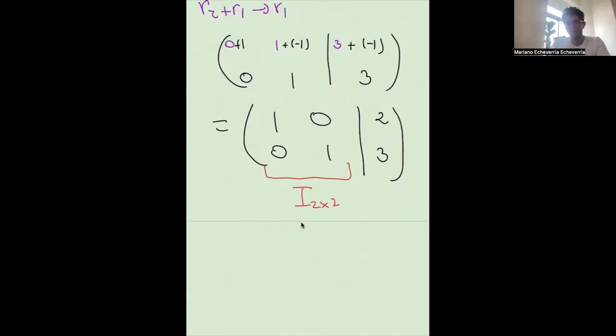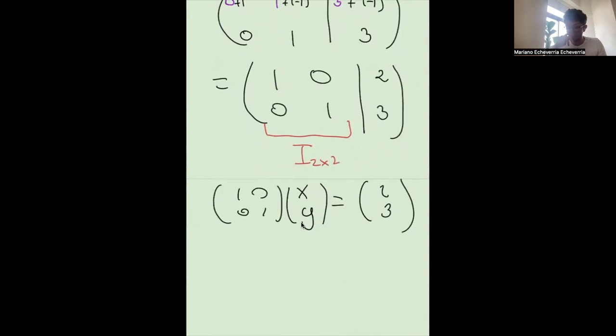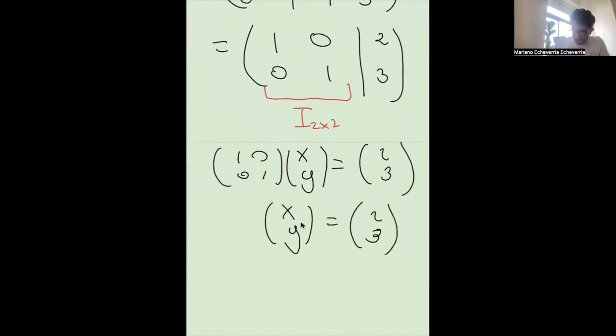And what's the price that we get for getting to the identity? Now that you got to the identity, it's useful to really remove the vertical line. So that means x, y equals 2, 3. That's actually what the system now means. Remember, the identity times anything is just a vector. So you get x equals 2 and y equals 3.